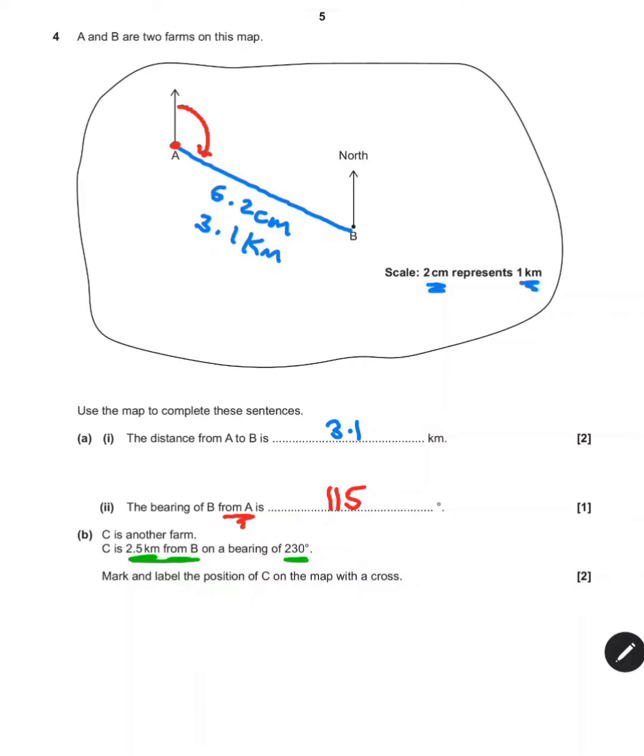So from B, we're now stood at B. We're going to use a protractor to measure around 230 degrees, which is approximately there. And 2.5 kilometers, well, again, if every kilometer is 2 centimeters, then 2.5 kilometers must be 5 centimeters. So I'm going to draw a line which is 5 centimeters from B. Obviously that's not completely accurate because I haven't got a protractor or a ruler on this device.